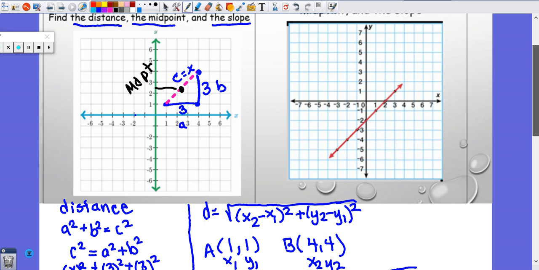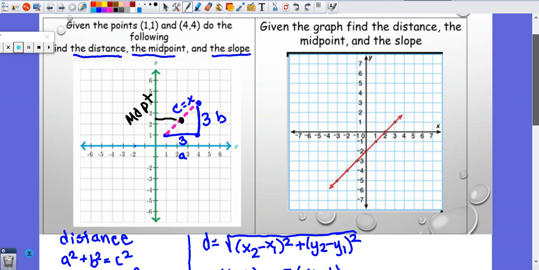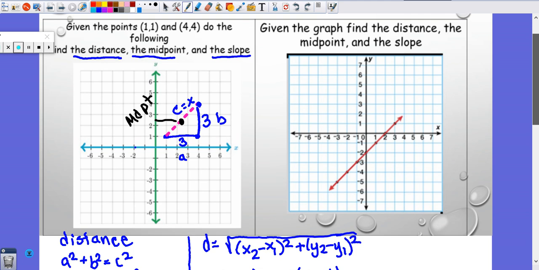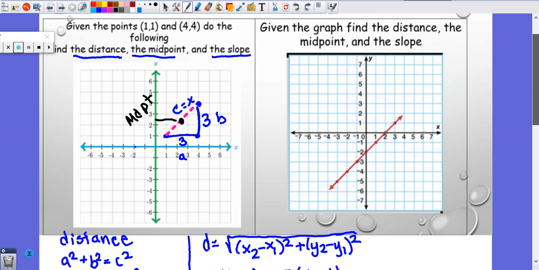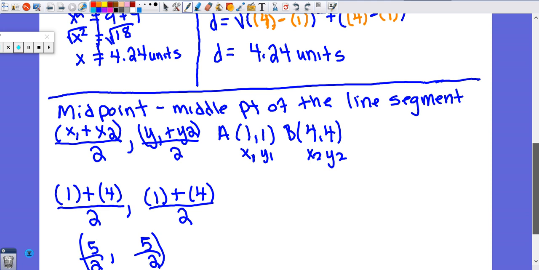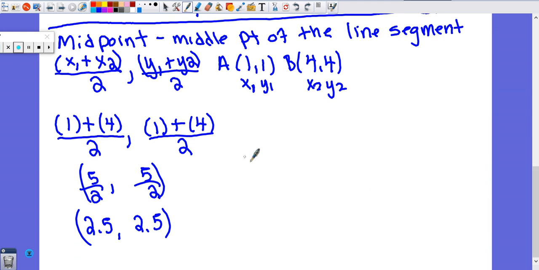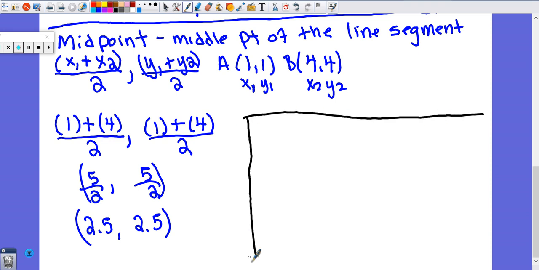Okay, and the last one is to find the slope. And I'm going to show you slope middle school way. There is a slope formula on your sheet, and you can decide to either use a slope formula or you can use a graph. Either way you want to do this is perfectly fine with me. So I'm going to use this space right here, and we are going to do the slope.